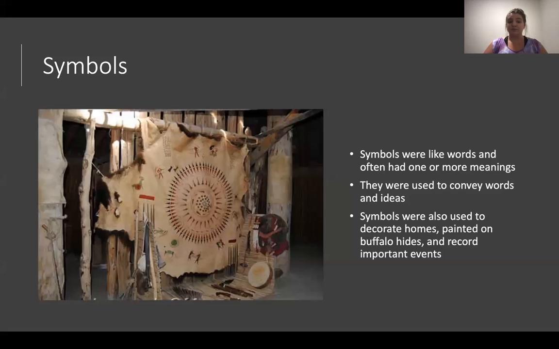Then they also use symbols to communicate. Symbols are like words and often had one or more meanings. They were used to convey words and ideas, and symbols were also used to decorate homes. They were painted on buffalo hides, and they even helped record important events. Some examples of symbols are an arrow, which is protection and defense, and then crossed arrows meant friendship, and then a buffalo meant abundance and manifestation.